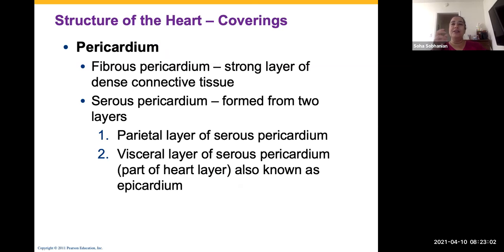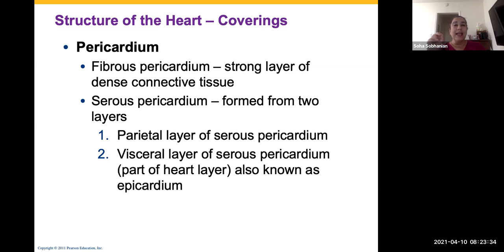Now, one of the first things I want to start with, before we even go into the chambers of the heart, the blood vessels and the valves, is what are the layers that are protecting the heart? And then what are the layers that the heart itself is made up of? So please pay attention to this, guys. These are the exam questions that students typically get wrong.